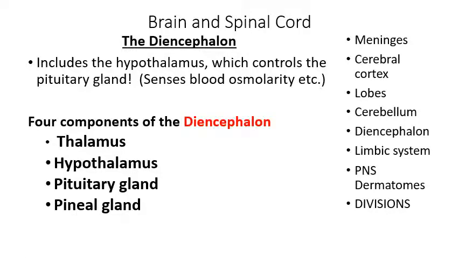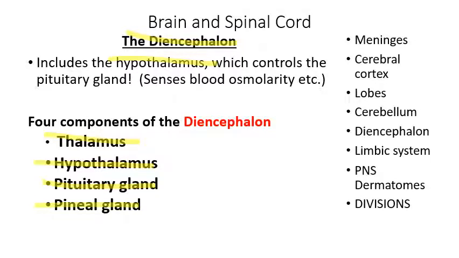All right, now let's look at the other parts of the brain. So we've discussed the cortex, the cerebral cortex, and the lobes that the cerebral cortex is divided into. Now let's look at the diencephalon. The diencephalon includes the hypothalamus, which controls the pituitary gland. Right? So the four parts of the brain that are classified as the diencephalon include the thalamus, the hypothalamus, the pituitary gland, and the pineal gland.